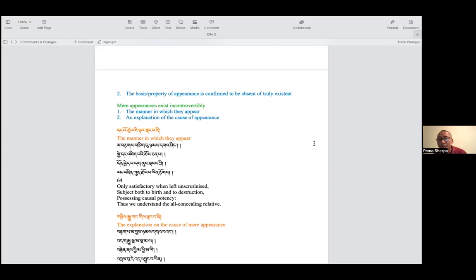Just to be clear, for many years I listened to teachers from the Gelug lineage, and that is not my understanding of Chandrakirti's two truths explanation. But of course, the explanation I hear from the Gelug teachers is probably Tsongkhapa's understanding of Chandrakirti. So the conventional truth is, well, first of all, ultimate truth.